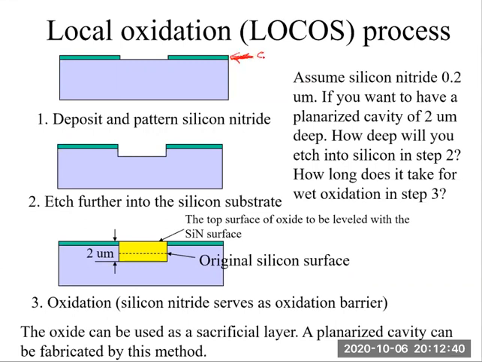This layer is a silicon nitride, and this substrate is silicon. So we first deposit and pattern the silicon nitride layer, and then in step 2, we further etch into the silicon substrate by this depth. Let's call this D, okay?